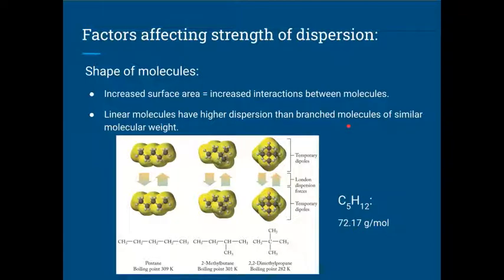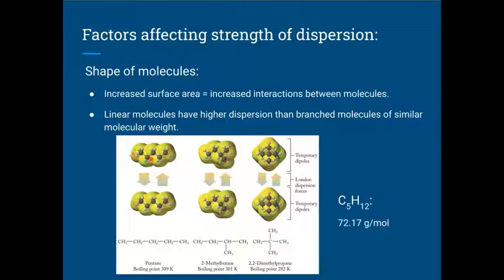Factors affecting the strength of dispersion. So not just size, but also the shape. Increased surface area equals increased interactions between molecules, which would correspond to a higher boiling point. Linear molecules have higher dispersion than branched molecules of similar molecular weight.